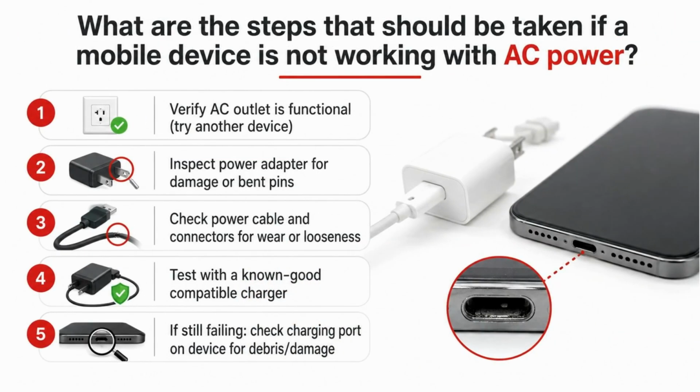If a mobile device isn't working with AC power, verify the outlet is functional by trying another device. Inspect the power adapter for damage or bent pins. Check the power cable and connectors for wear or looseness, and test with a known good compatible charger. If it's still failing, check the charging port on the device itself for debris or damage.